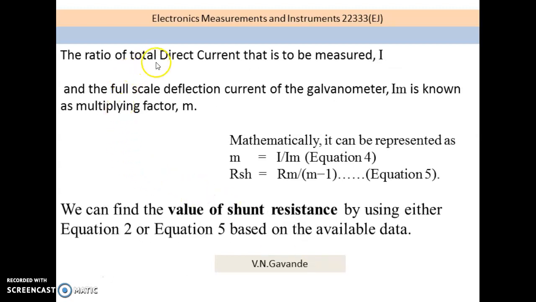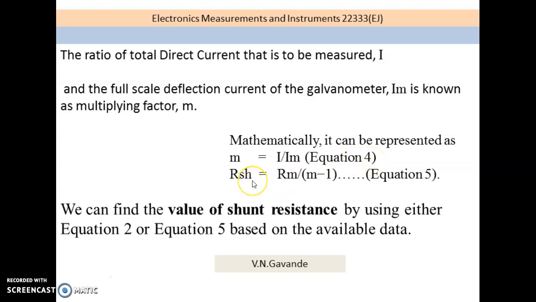The ratio of the total direct current to be measured, I, and the full scale deflection current of the galvanometer, IM, is known as the multiplying factor M. Sometimes this method is also used to find the value of RSH. For this purpose we define the multiplying factor as the ratio of direct current and full scale deflection current. Mathematically, it is represented as M equals I upon IM, and we call this equation number 4.